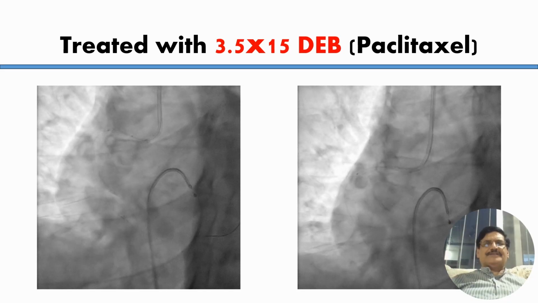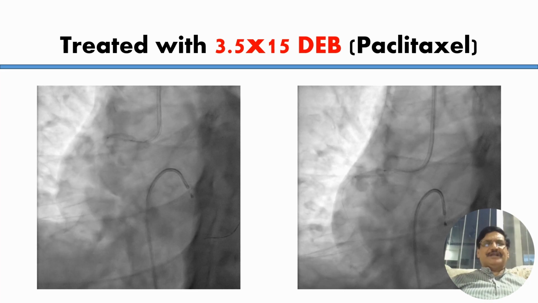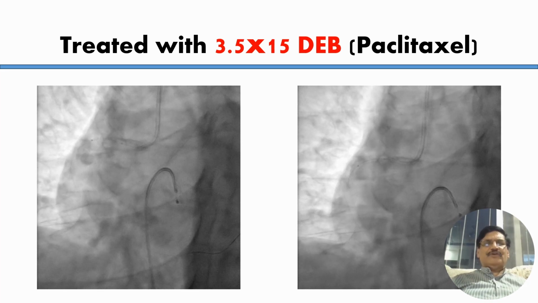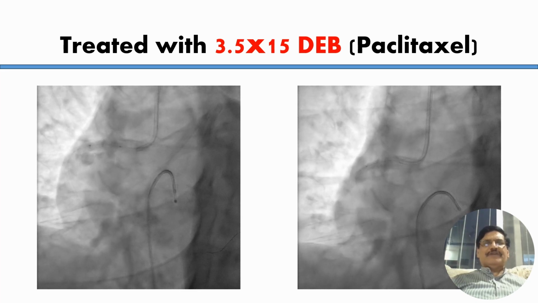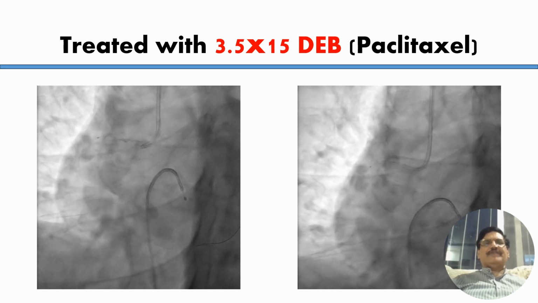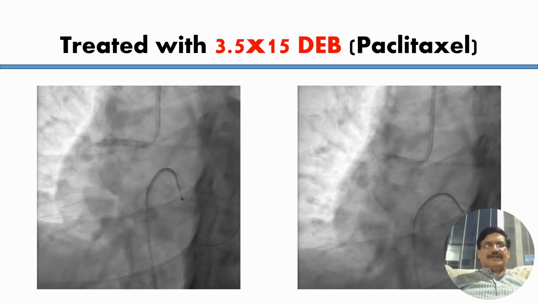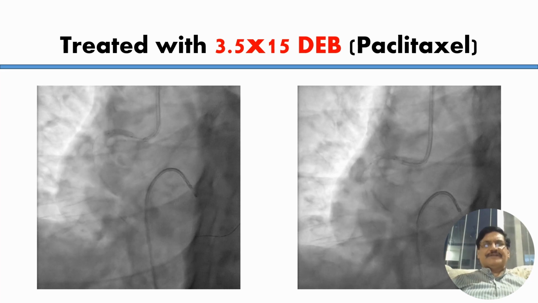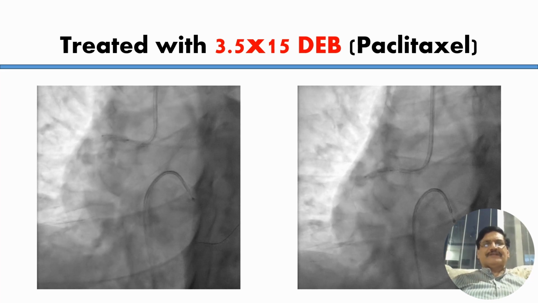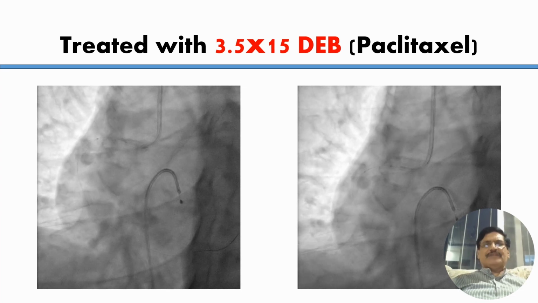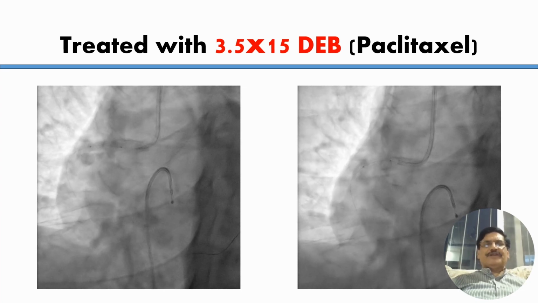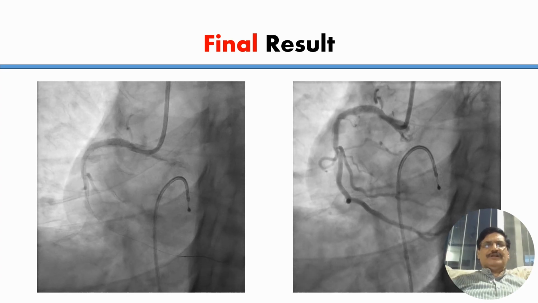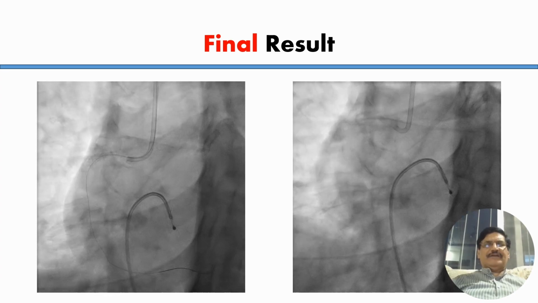Then we treated the lesion with a paclitaxel eluting drug eluting balloon, 3.5 x 15 millimeters. We delivered the drug with 3 cycles: the first cycle delivers 60%, the second cycle 30%, and the remaining third cycle 10% of the drug, each to the tune of 30 to 45 seconds. And this is the final result, showing maximal luminal gain with TIMI 3 flow, a very good final result.